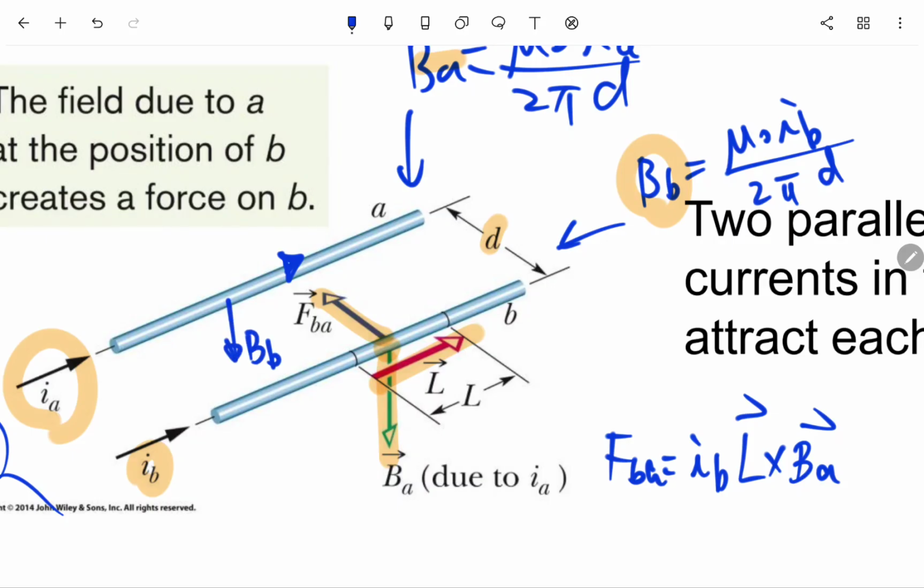BB is pointing downward, and then L also points to this direction. So finally, L cross BB. Let me see, L cross... Oh no, BB is pointing upward. BB should be pointing upward. Because you have your thumb pointing this direction, your finger at that point is pointing upward. So BB pointing upward, L pointing to the top right. So L cross B, and then your thumb is pointing to this side, which means that they are attracting each other.